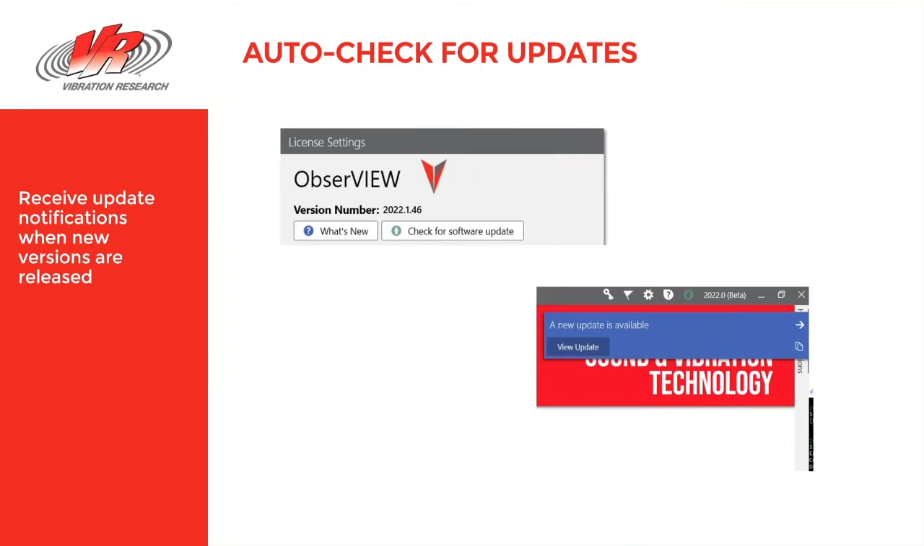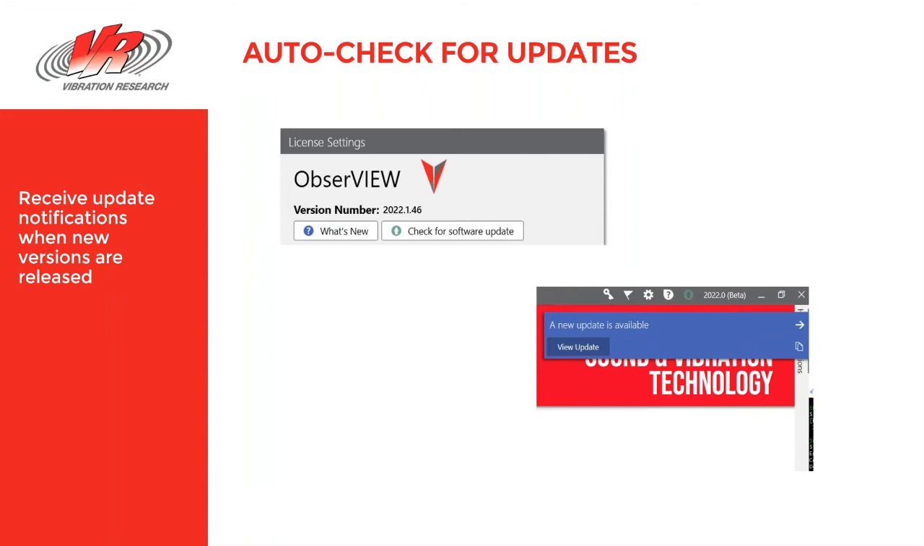Finally, we have the ability to automatically check for updates in ObserVIEW 2022.1. So if I run the software and I have an internet connection, ObserVIEW will check if there's a new version available, and it will show a notification if there is a new update available.